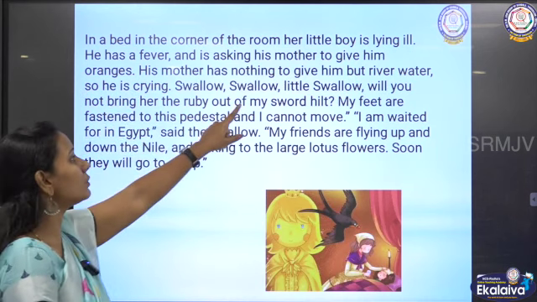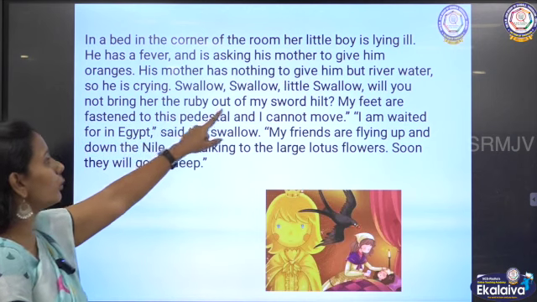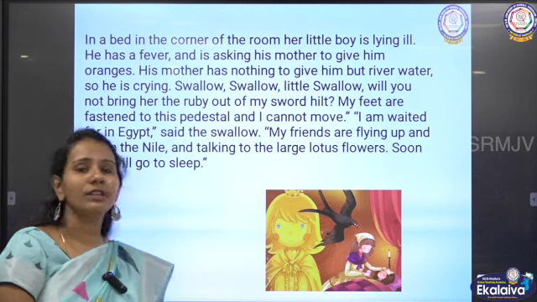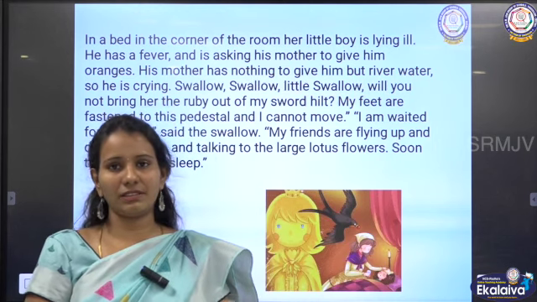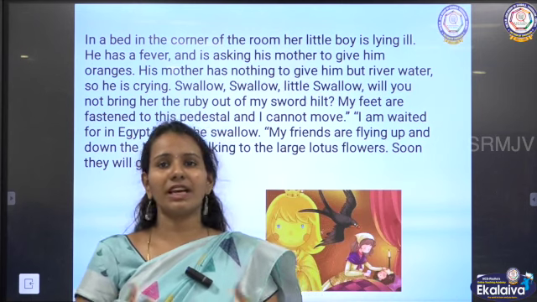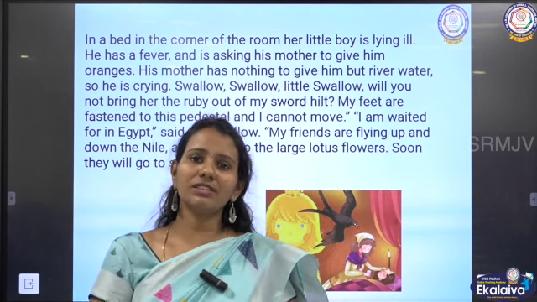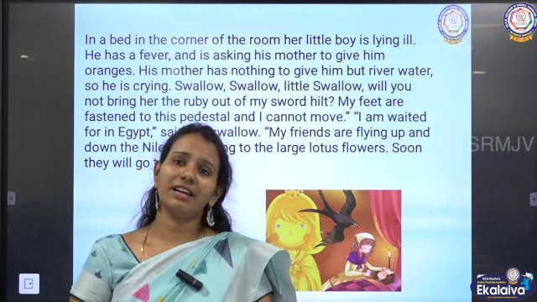Swallow, swallow, little swallow, will you not bring her the ruby out of my sword hilt? So that boy is crying because the mother doesn't have anything, they are poor. The mother doesn't have any oranges. So she is giving the boy some river water, and because of that the boy is crying.